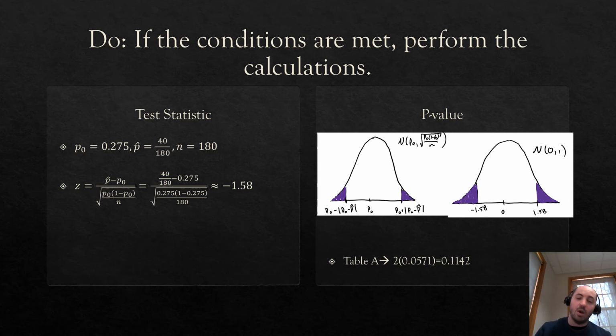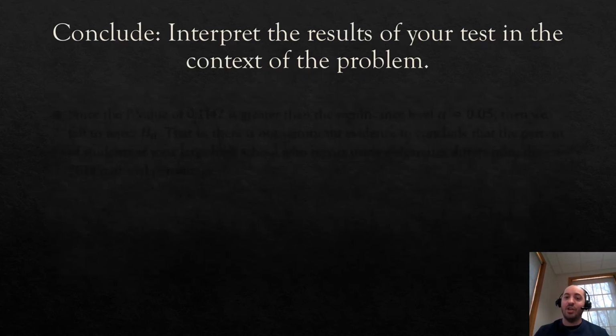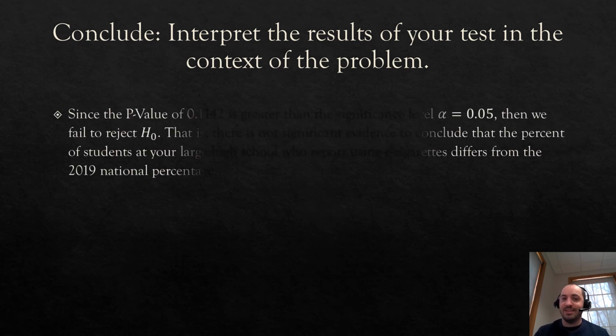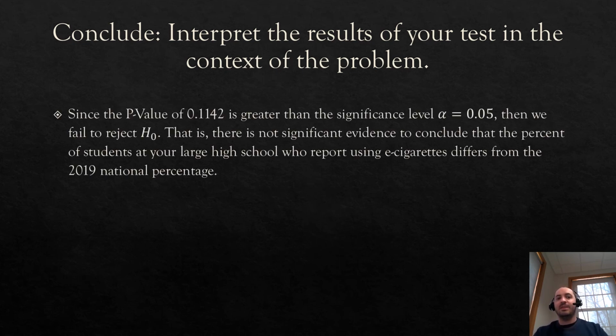So now we can go to our conclude phase, where we always are going to compare that p-value to the significance level. So since our p-value of 0.1142 is greater than the significance level of 0.05, then that's going to tell us we are going to fail to reject the null hypothesis. That is, we don't have significant evidence to conclude that the percent of students at our large high school differs from the 2019 national percentages.